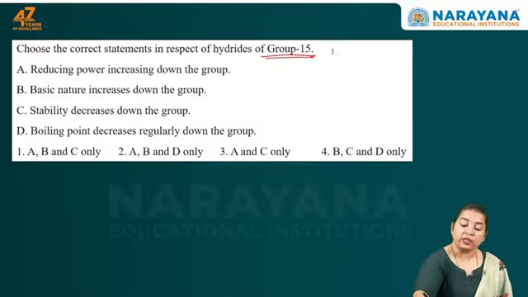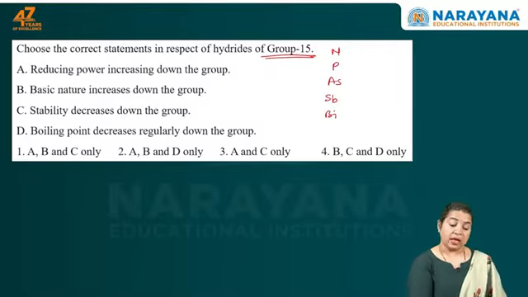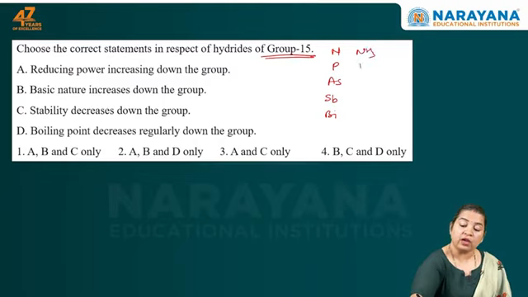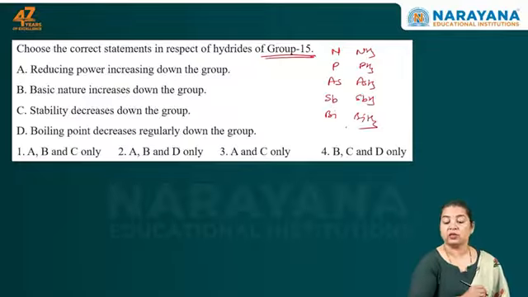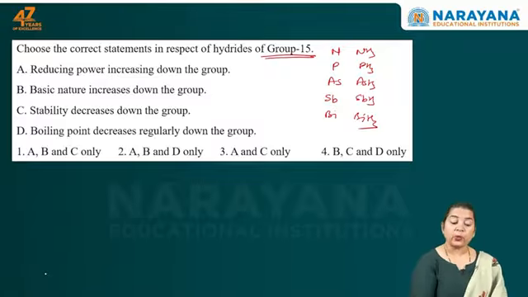Okay, group 15: nitrogen, phosphorus, arsenic, antimony and bismuth. And we have to talk about their hydrides. So, ammonia, phosphine, arsine, stibine and bismuthine. These are the hydrides which are used in the question.